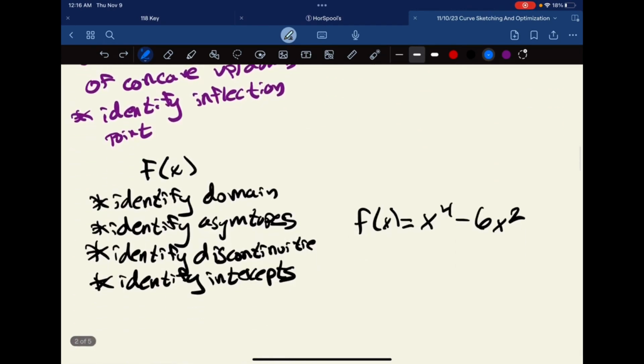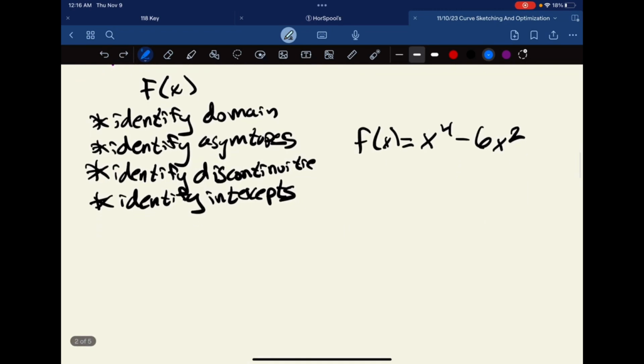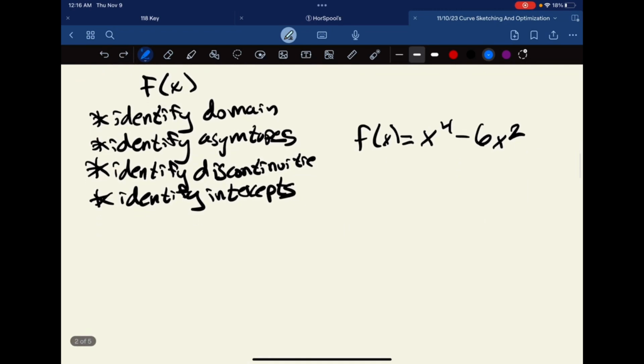So let's start with our f of x. This is stuff that we need to identify about our base function. The first thing we're going to need to do is identify the domain. The nice thing about this function is that it's not a super complicated example, it's a polynomial, and polynomials are going to be defined everywhere, so their domain is going to be negative infinity to positive infinity.